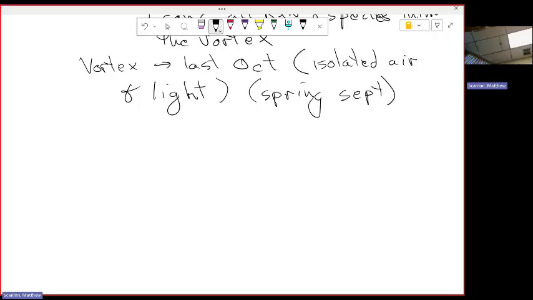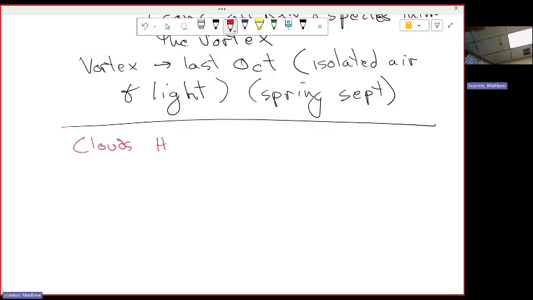So we're going to have very cold polar stratospheric clouds, isolated air, and we're going to have light hitting it. So let's talk about our stratospheric clouds. The clouds consist of H2O, HNO3, and sulfuric acid. This HNO3 is going to be pretty important.